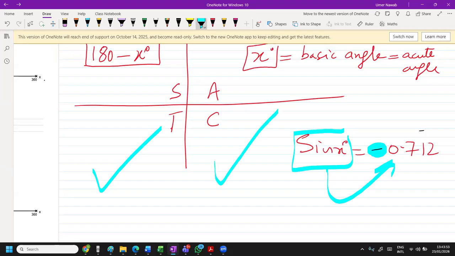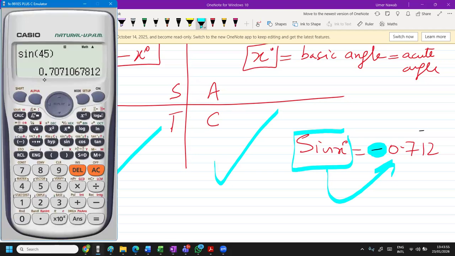But when I write this in my calculator, shift sine, negative. I think you can ignore the negative sign, but okay, if you want to write 0.712. Now, the interesting thing is, didn't I say that your calculator will give you the answer in the first quadrant? I'm not talking about negative 45.